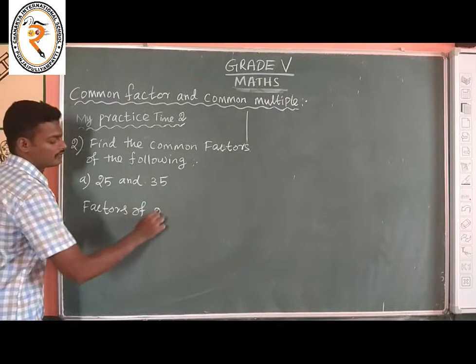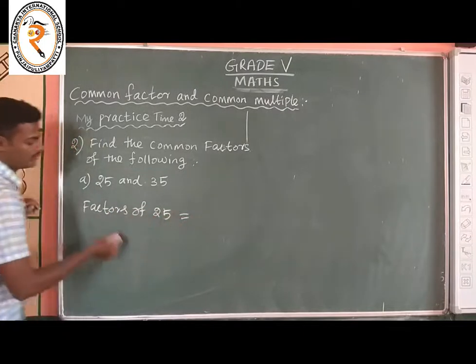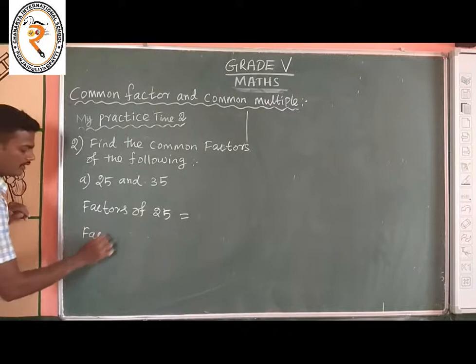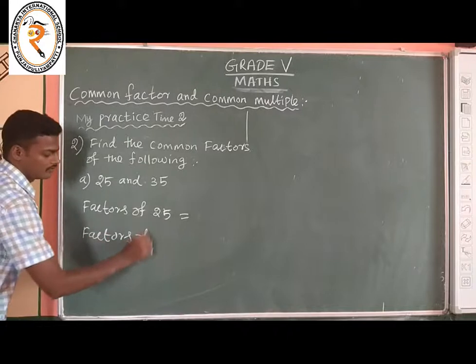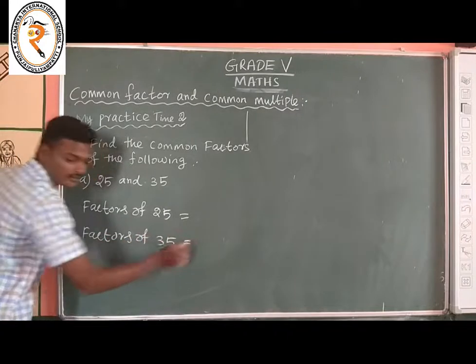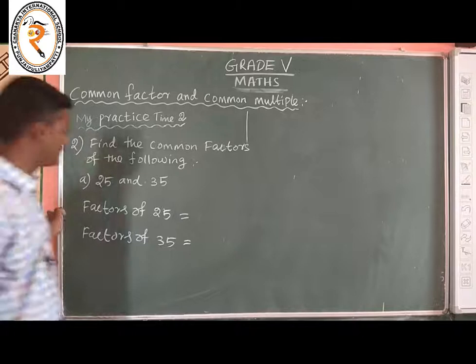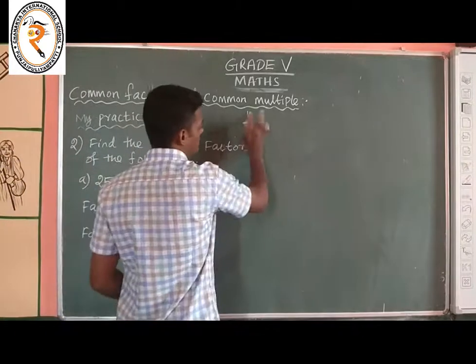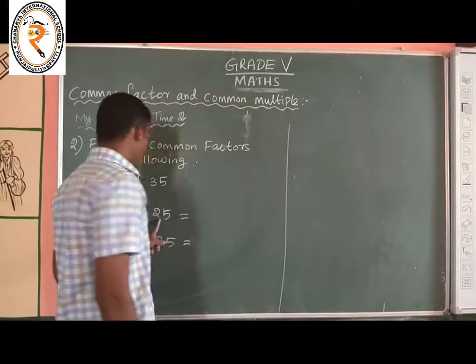Factors of 25 and factors of 30. Common factors. First, 25.